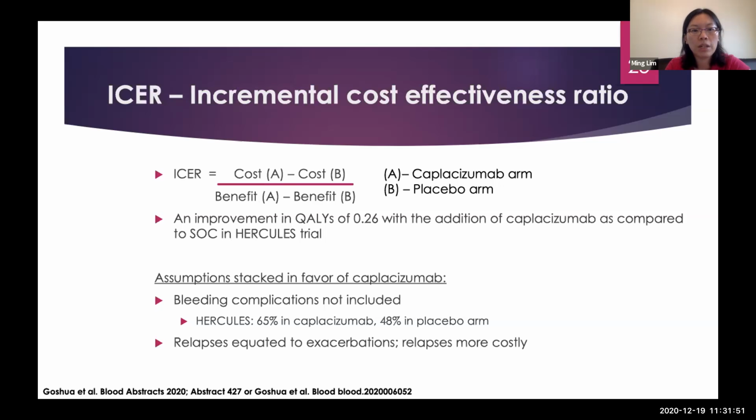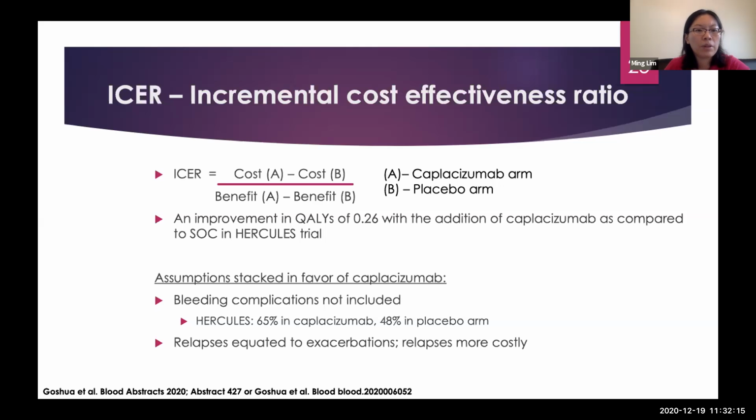So ICER is calculated based on cost of A minus cost of B divided by benefit of A minus benefit of B. And in this case, A would be eculizumab and B would be placebo. And based on the HERCULES trial, the authors calculated that there's an improvement of quality adjusted life years of 0.26 when you add eculizumab in addition to the standard of care.